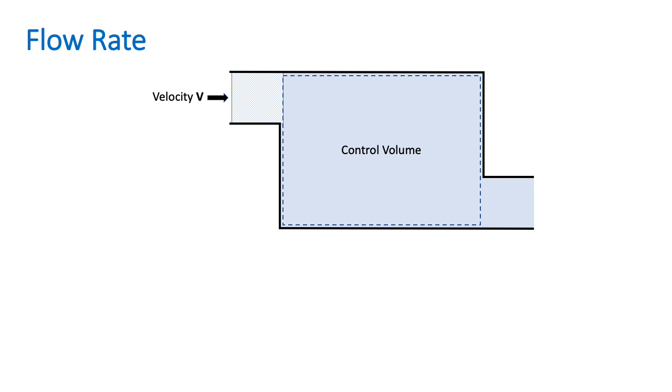We want to calculate the flow rate of fluid into the control volume. The fluid is entering with a velocity v through a pipe which has cross-sectional area A. In some time interval dt, the fluid element enters with the length dx into the control volume. dx will equal v dt.